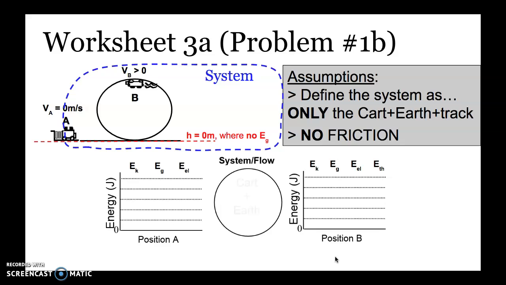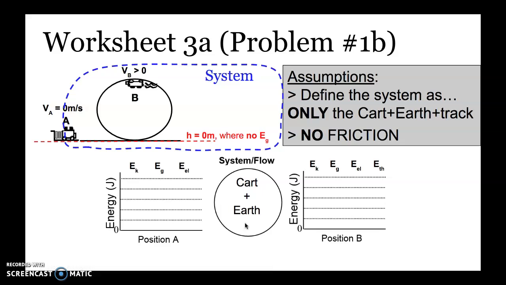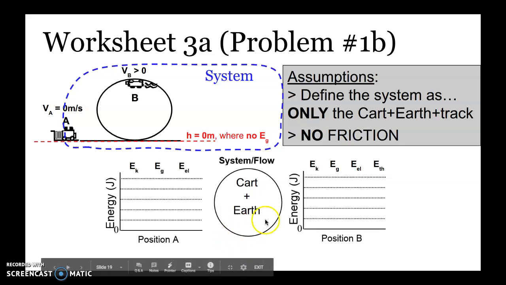Let's see. So I'm going to define my system as it is, the cart and the earth. The track is also in there, I suppose, based on what I set up here. I could change that, I suppose. But this is my system, which means when I ask myself those questions, is anything moving? Is anything above the ground? Is anything stretched or compressed? I'm talking about these objects, right? Not any objects that are outside of my system.